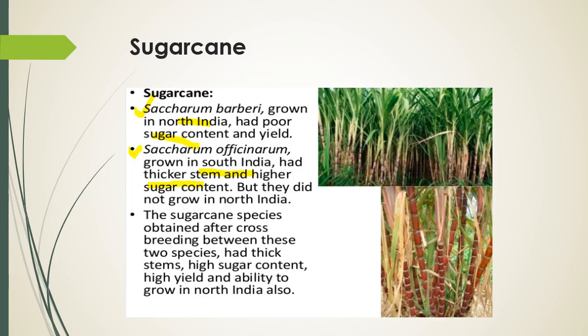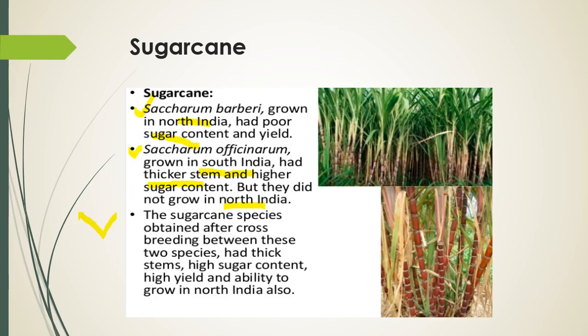But the drawback is that they will not be able to grow in the climate of North India, because South Indian climate is different from North India. So this Saccharum barberi cannot, sorry, Saccharum officinarum cannot grow in North India. So what is our option? We have to cross between these two breeds.